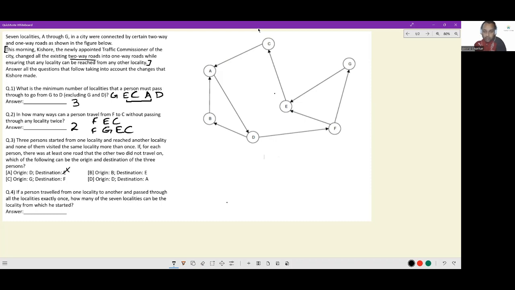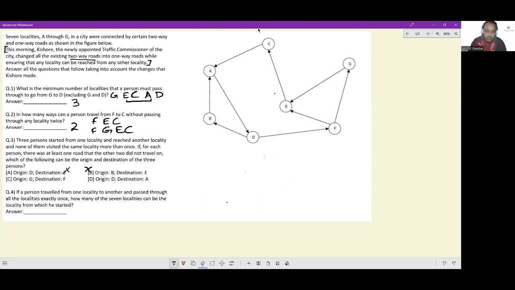Let us check B to E. If I'm going from B to E, the first path available is, see, B to A is definitely happening. Then from A to D is definitely happening. I can't go back to B, so B to F is definitely happening. From F to E, I can go. Another way I can go is F to G to E. But there are no other routes available apart from these two. So origin being B and destination being E, this will not work. This is not the correct option.